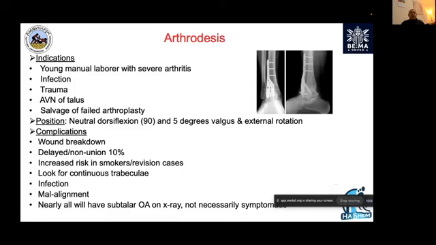The risk of failure of fusion or non-union is high in smokers or in revision cases. Otherwise it is low. Look for continuous trabeculae to see if the ankle has been fused. Other complications are definitely infection, malalignment, and the major problem behind the ankle fusion: you fuse a segment which was moving.